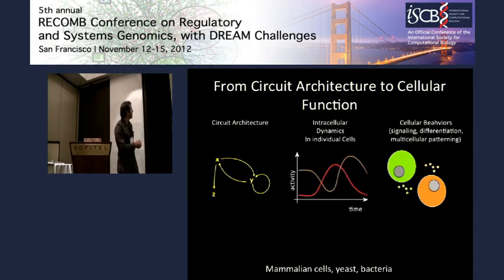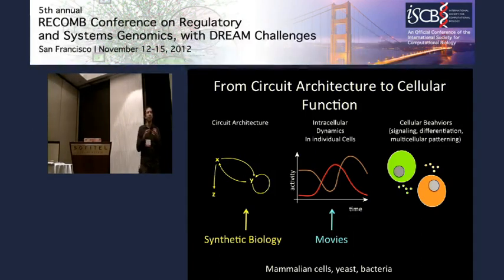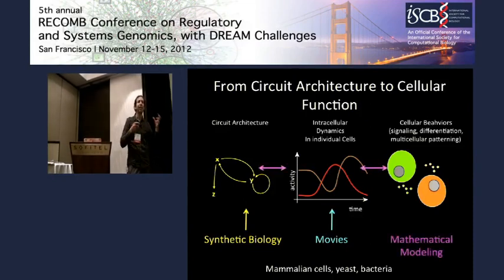So the idea here is that in order to understand how the architecture of a circuit really affects what the cell does, we really have to study the dynamic behavior of proteins and genes at the level of individual cells. And the examples I'm going to give you today all kind of are focused around that point. So the way we do it in the lab is we really have three techniques. We use time-lapse movies to follow the dynamics in individual cells. We use synthetic biology to construct or rewire genetic circuits so that we can test particular hypotheses about different architectures. And we use mathematical modeling to connect the level of the genetic circuit architecture to the predicted dynamics.